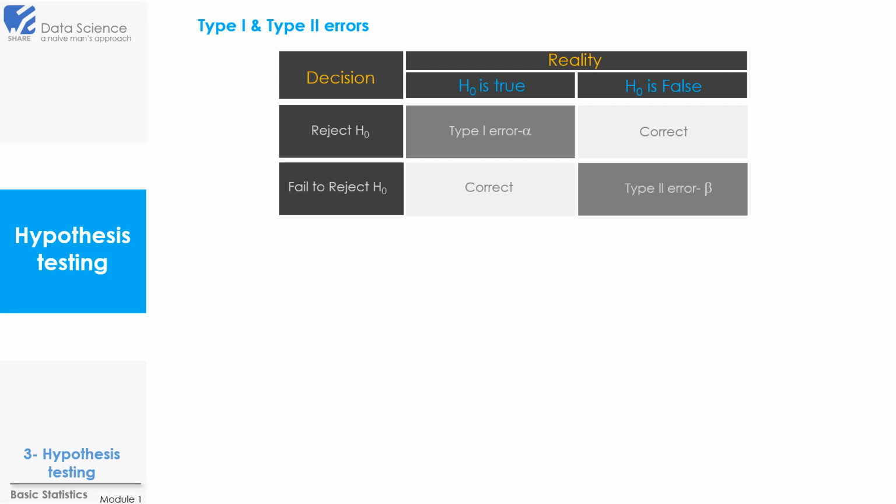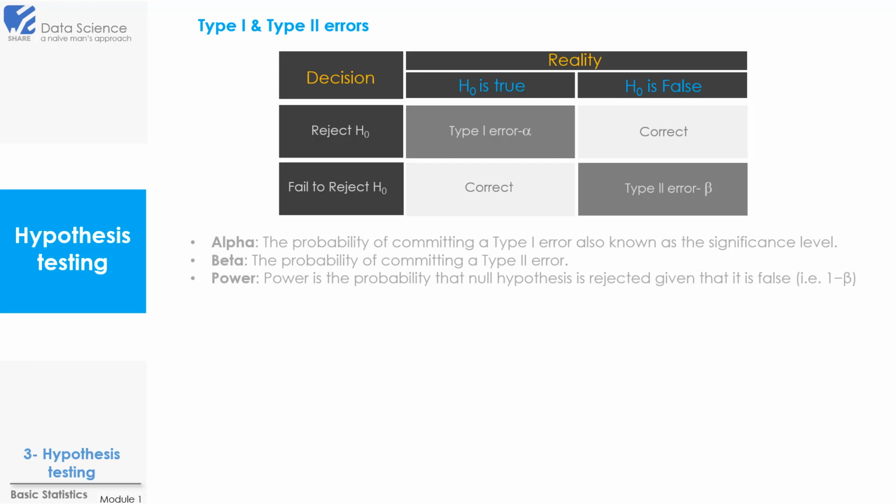Similarly, we commit type 2 error, that is beta, when we fail to reject the null hypothesis, when in reality it is actually false. So if the null hypothesis was false, ideally we should be rejecting it. But since we have not rejected it, we have committed type 2 error. So alpha is the probability of committing a type 1 error, which is also known as significance level. Then beta is the probability of committing type 2 error. And finally, power is the probability that the null hypothesis is rejected given that it is false, which is given by 1 minus beta.